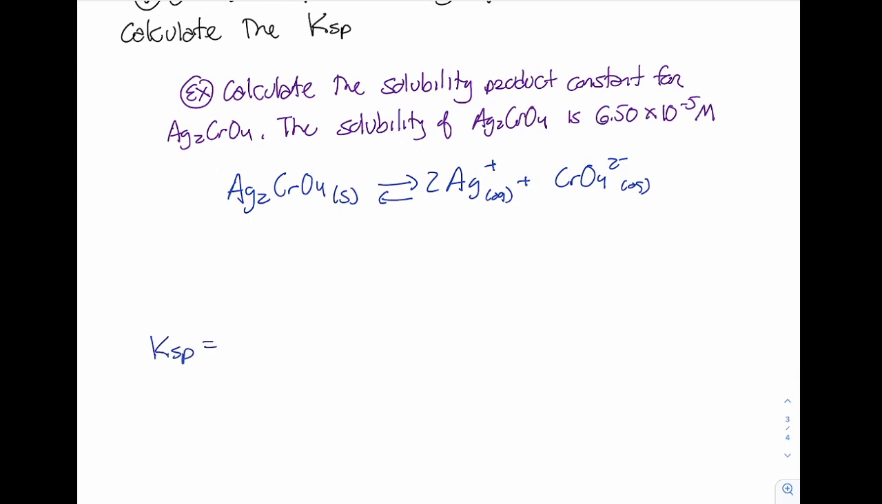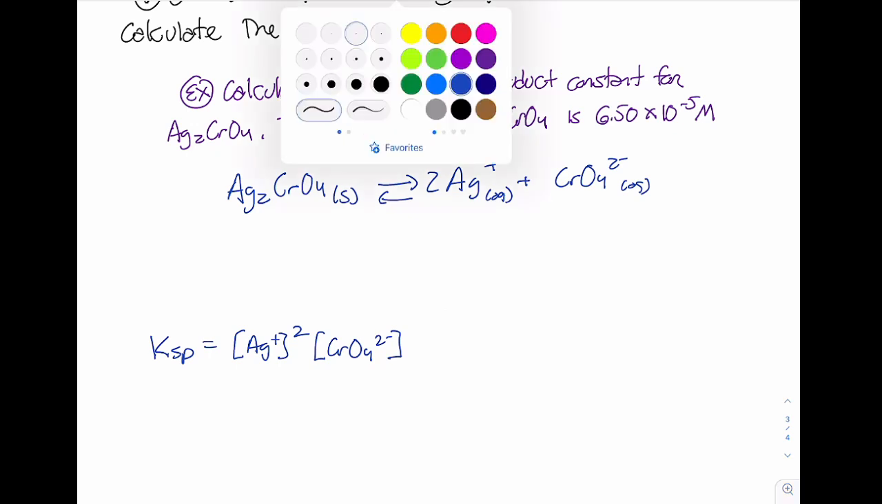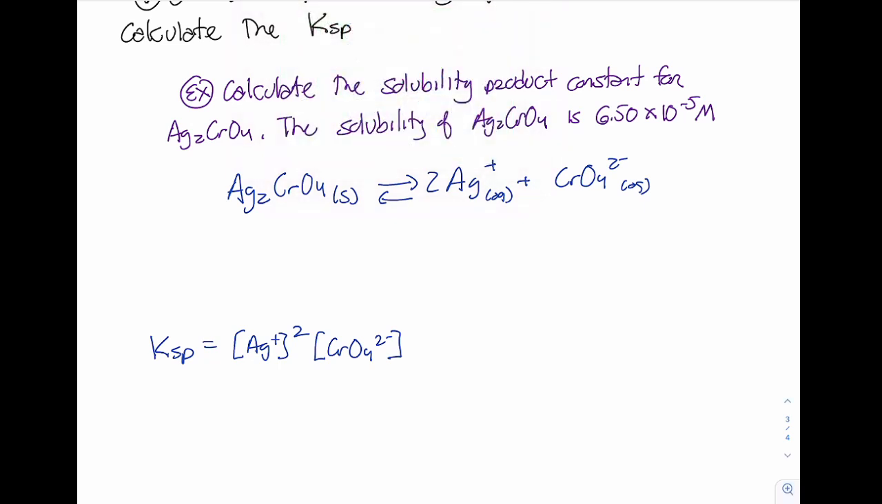My solubility product constant is going to be equal to the concentration of silver ions squared, right? I have 2 of them, multiplied by the concentration of chromate ions. So what we need to do is figure out what those concentrations are. And we're given the solubility of this, right? It's 6.5 times 10 to the -5th molar.